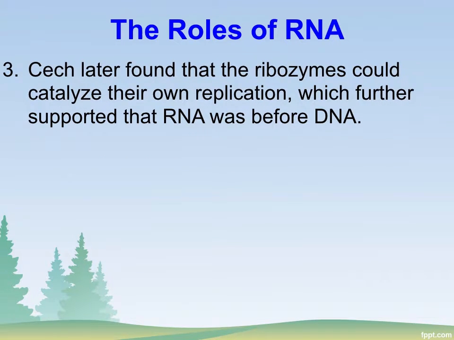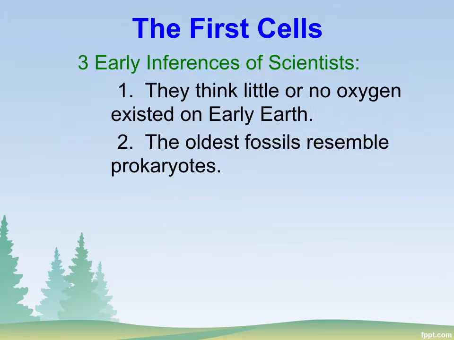So now, off that tangent, back to Cech. He later found that the ribozymes could catalyze their own replication. So this further supported the fact that, all right, this RNA was enzyme-like, and it definitely was here before DNA. So pretty much what was happening here, guys, was that the ribozymes were able to replicate themselves and make more ribozymes. Pretty efficient way of doing things. So this brings us to our first cells.